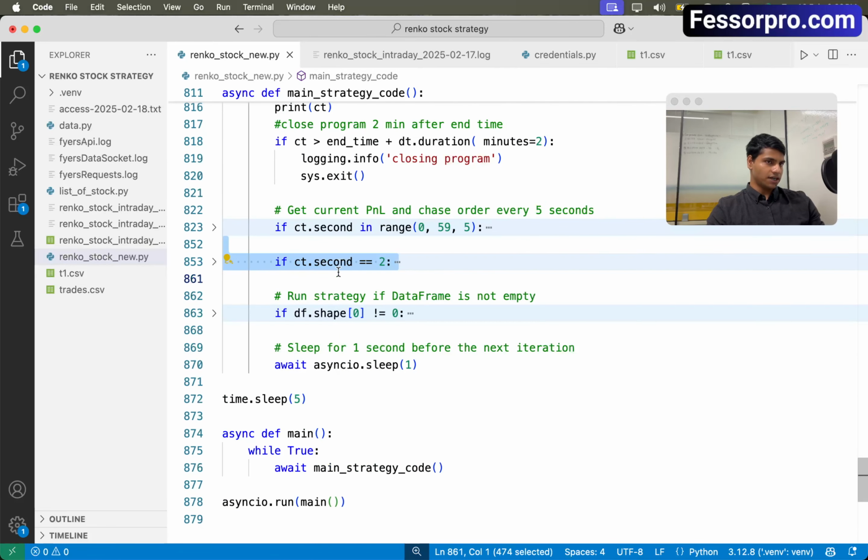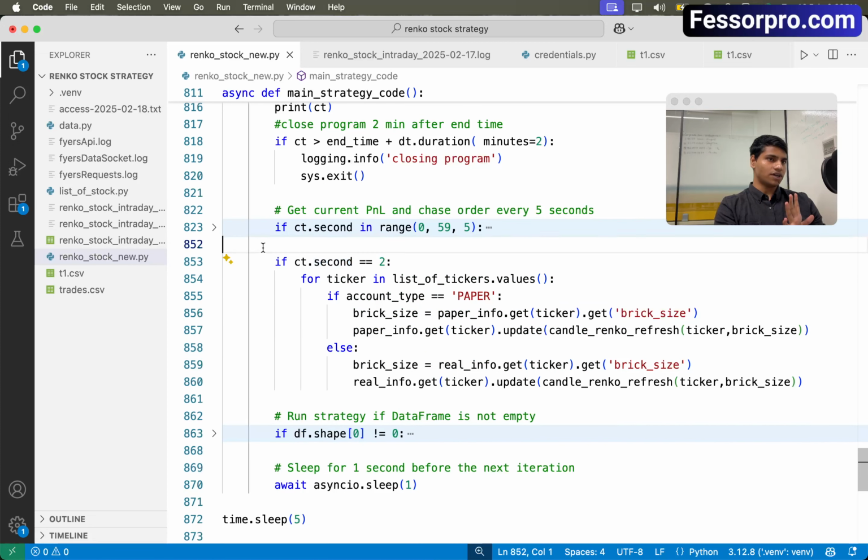Then I have my third condition, which is if my current second is equal to 2. When I write current second is equal to 2, what does it mean? It means this code will be running every minute, at the second when the second is equal to 2. So in short, this code is being executed every minute.